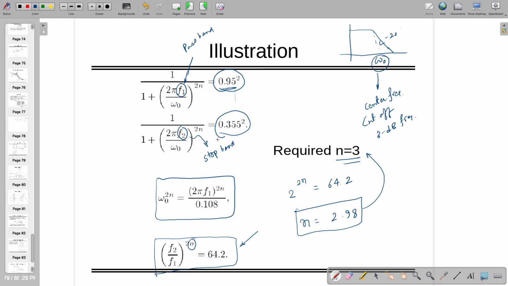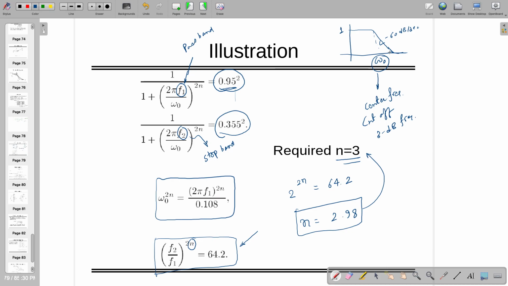F1 and F2 are already given to you. And for n equal to 3, when I am going to plot the response, what I am going to see at roll off, it will be minus 60 dB per decade, and this will be 1, right? This is what I am going to see. Yes? Should I go ahead, or are you following this till now?